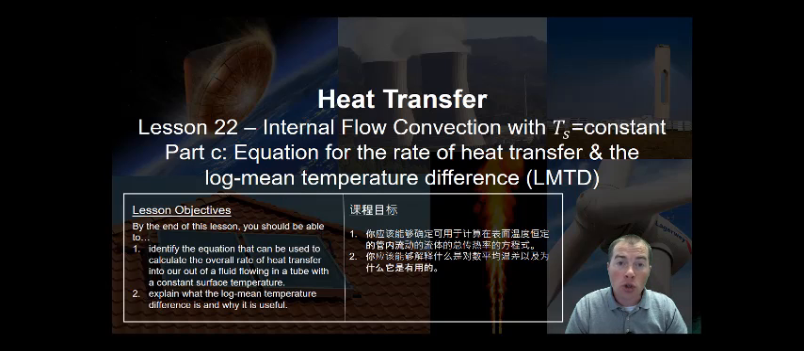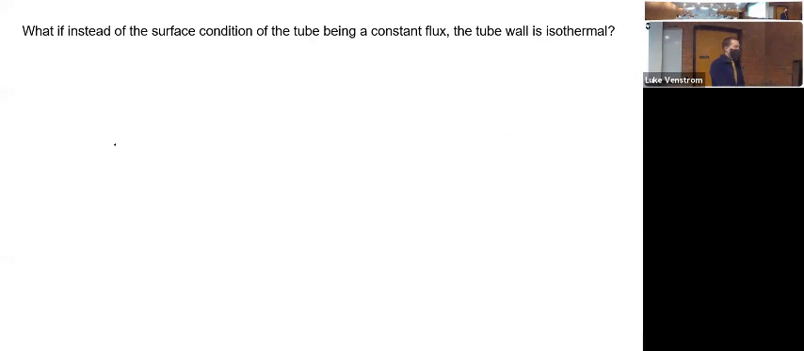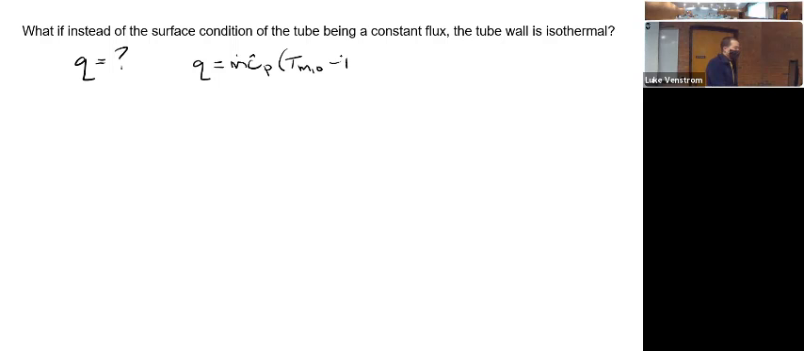By the end of this lesson, you should be able to identify the equation that can be used to calculate the overall rate of heat transfer into or out of a fluid flowing in a tube with a constant surface temperature. You should also be able to explain what the log mean temperature difference is and why it is useful.